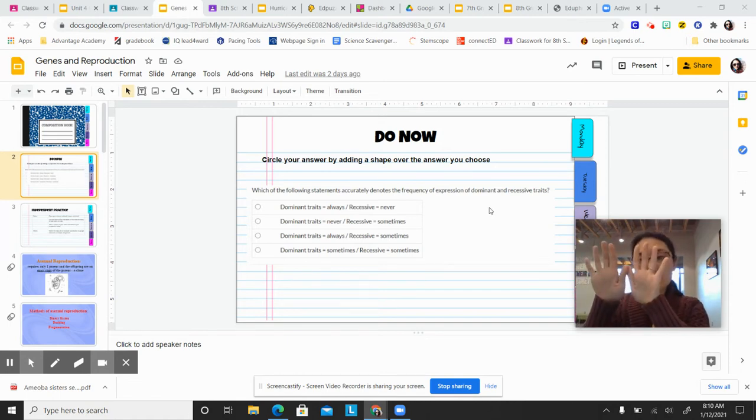Okay, if you have this, you have the dominant trait. If you have this, you have the dominant trait. If you have this, you have the recessive trait. So dominant traits is always, and recessive traits is sometimes. So the answer here would have been C.